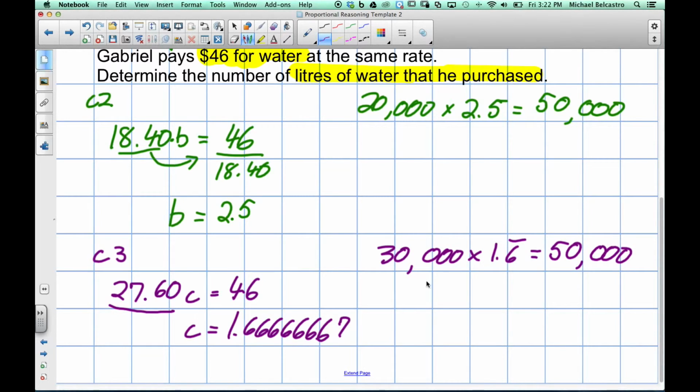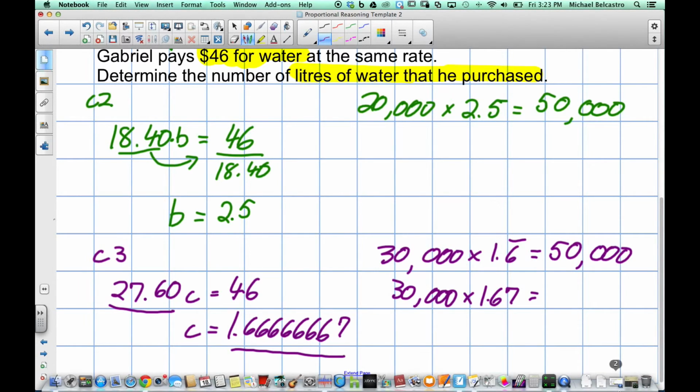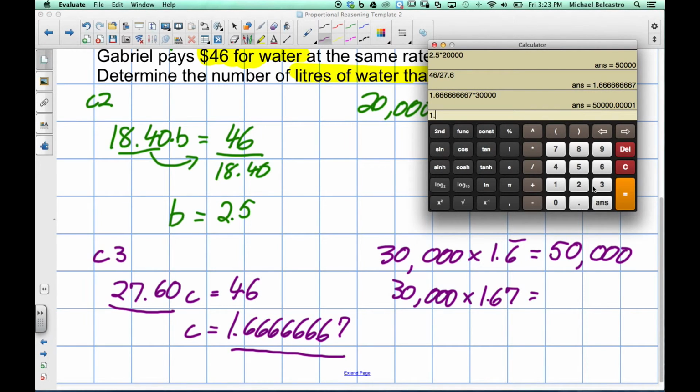Worked out great. But let's say we rounded to 2 decimal places, 1.67, instead of keeping this very long decimal. What would we get? Would we get 50,000 again? Well, let's test it. 1.67 times 50,000. Did I use the right numbers there? Oh, sorry, not 50,000. 1.67 times 30,000. That's good. We made a mistake, but we corrected it. We knew that answer wasn't quite close to what Gabriel had gotten in liters. And look at that. 50,100.